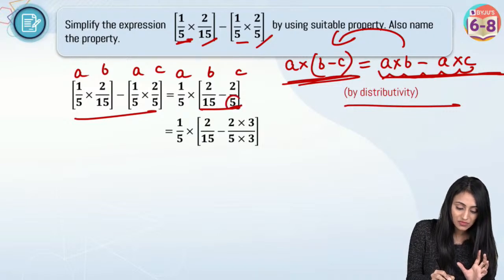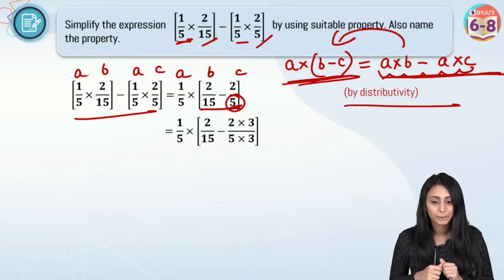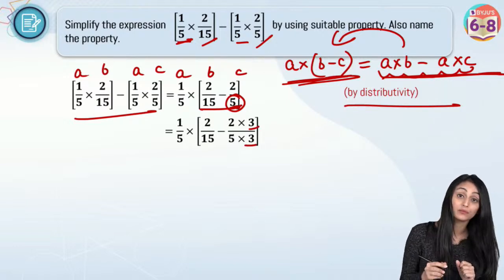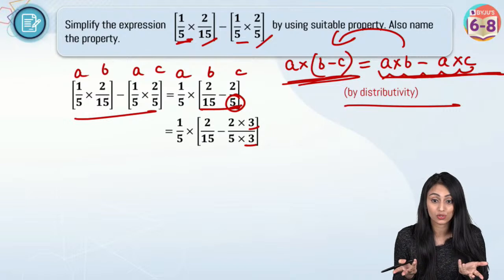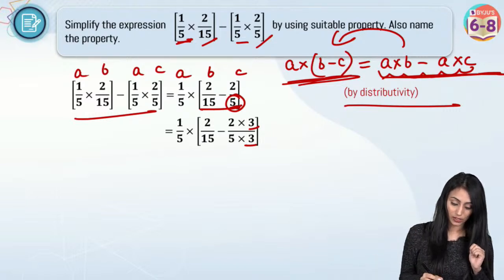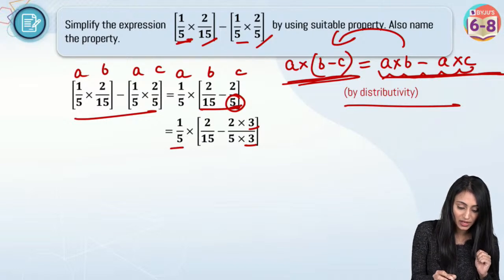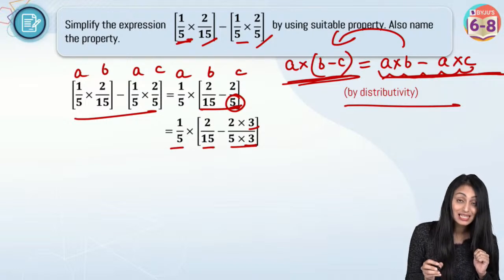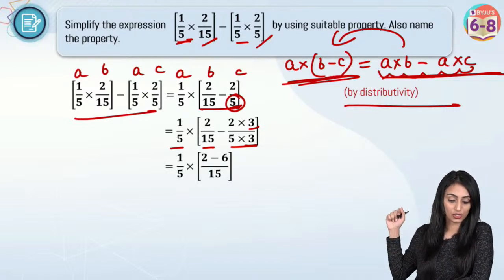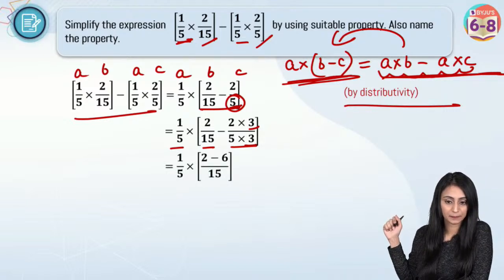Can I multiply this 5 by 3 to make it 15? Yes. If I multiply by 3 in the denominator, I'll have to multiply by 3 in the numerator also. That's how we solve it. So what we will get here? This is 1 by 5, this is 2 by 15, this is going to be 6 by 15, right? Makes sense? 2 minus 6 by 15 in the bracket.